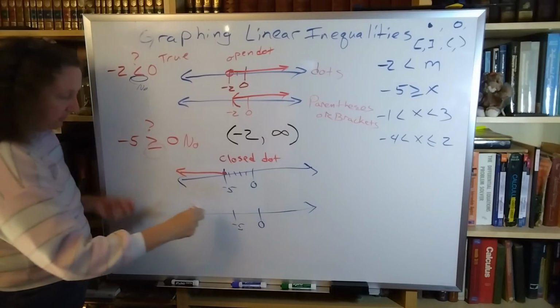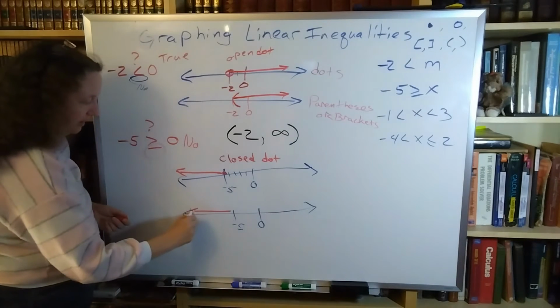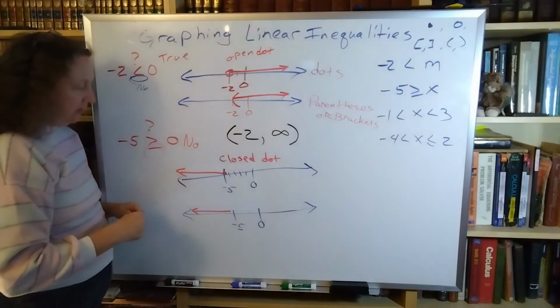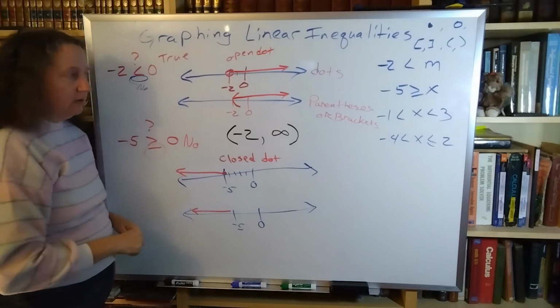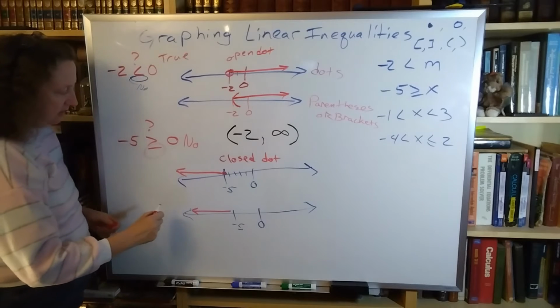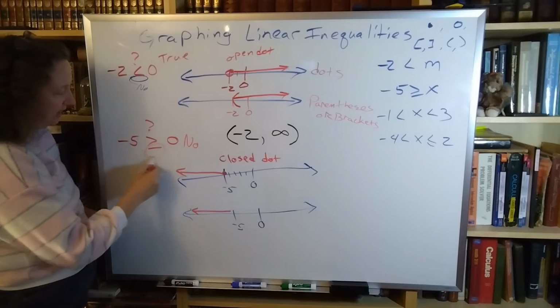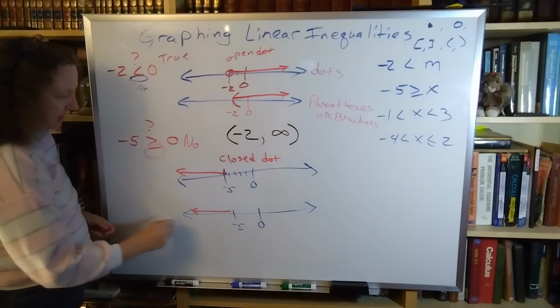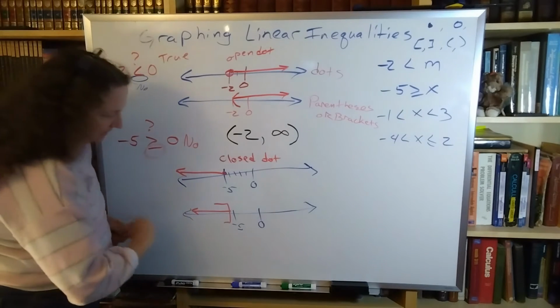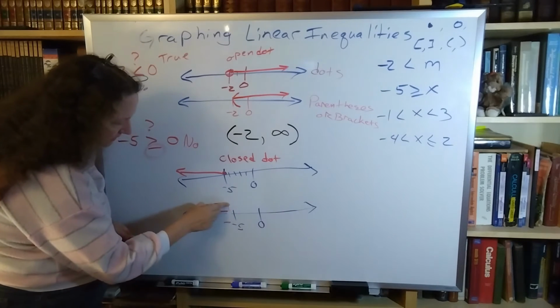So part of that is the same thing. I know that I go out in this direction. Next I have to figure out, do I want the round or square? Round parentheses or square brackets. So because it does have the equal to part on there, it is going to be squared. And I should make that actually at -5.